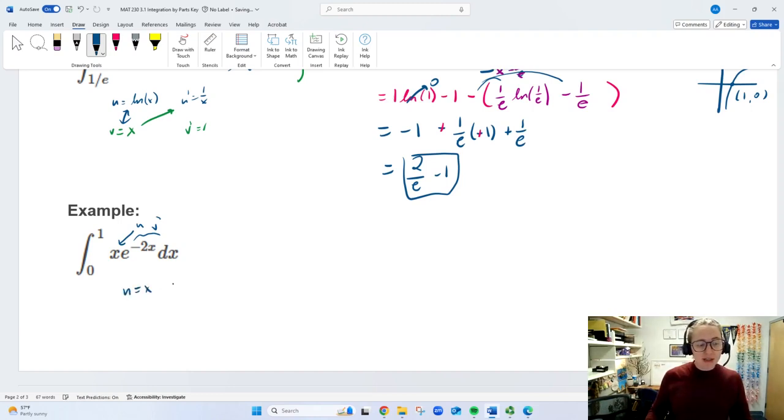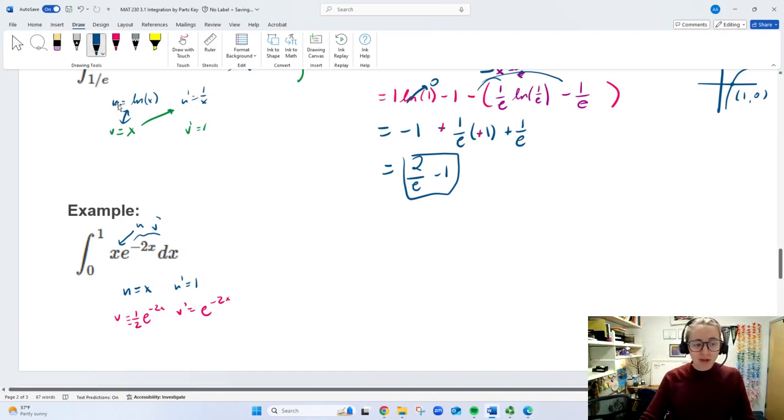My x being my u means that when I take my derivative of that, I just get 1, and that'll be inside of my integral, making it a little bit easier. My v prime being that e to the negative 2x, I'm taking my antiderivative of that, so e to the negative 2x, and then chain rule, I would actually multiply by negative 2. There's no negative 2 over here, so to cancel that out, I'm going to divide by negative 2.